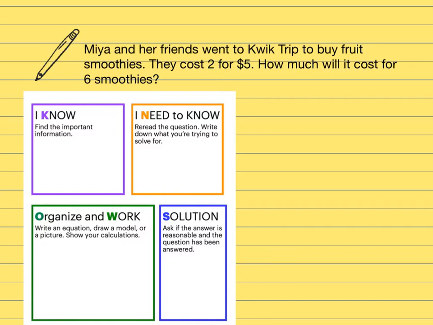Knowing how to set up a proportion and solving with cross multiplication is really helpful when we have word problems to solve. Let's practice this problem together. Mia and her friends went to Quick Trip to buy fruit smoothies. They cost 2 for $5. How much will it cost for 6 smoothies? The important information is that 2 smoothies cost $5. So we can write that information in the I know box.